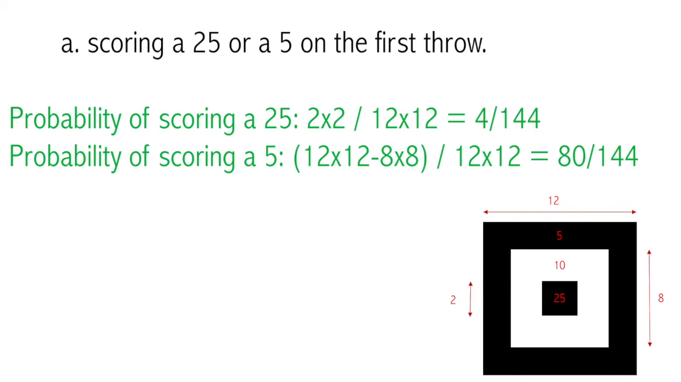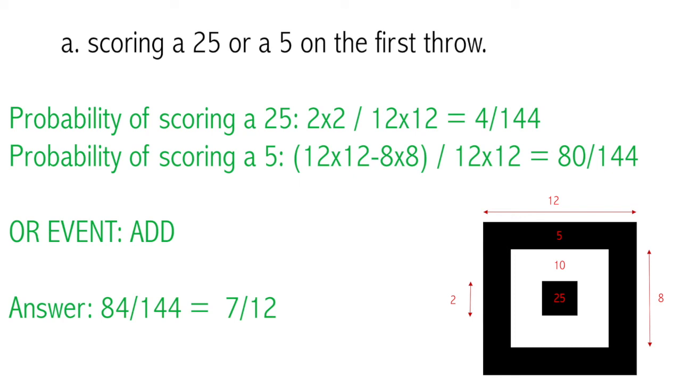The next thing you want to notice is this is an OR event. So you add these probabilities together. So 80 plus 4 is 84 by 144, and then you just simplify it.